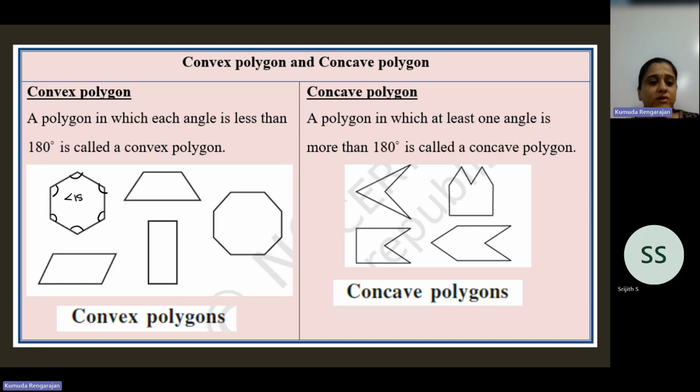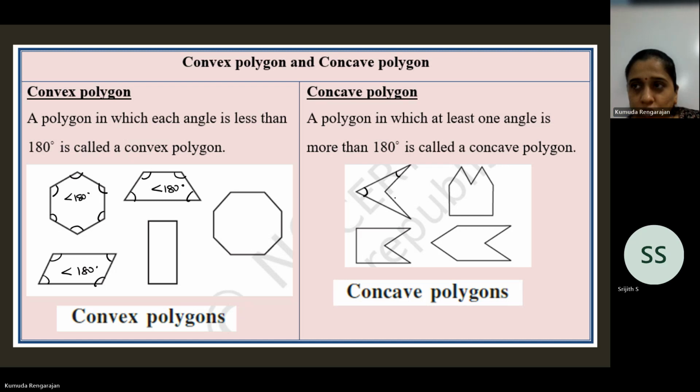All these angles will be less than 180 degrees. Do we understand? But here in this figure, see, these are the interior angles.